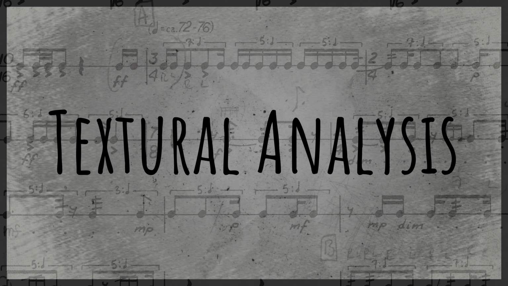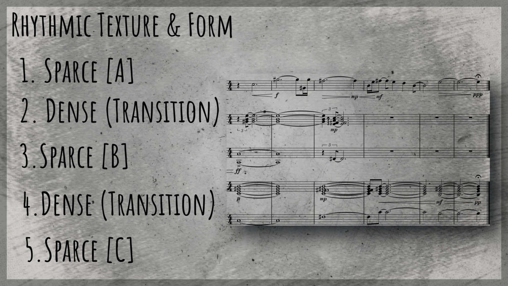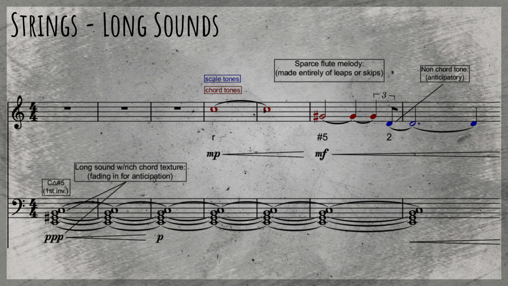Starting with texture, let's break it down. The rhythmic texture of this excerpt is grouped into 5 sections: sparse, dense, sparse, dense, and sparse once more. Throughout the excerpt, strings perform long sounds to support melodic material in the flute.